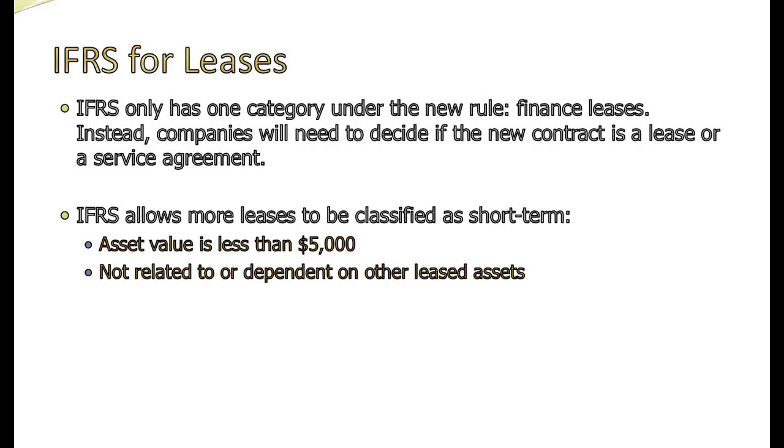Also, IFRS allows more leases to be classified as short-term leases if the asset's market value is less than $5,000, regardless of how long you're going to own it. And if it's not related to or dependent on other leased assets, then you can call all of those short-term. So as opposed to FASB's rule of 12 months or less, IFRS is allowing us more flexibility.